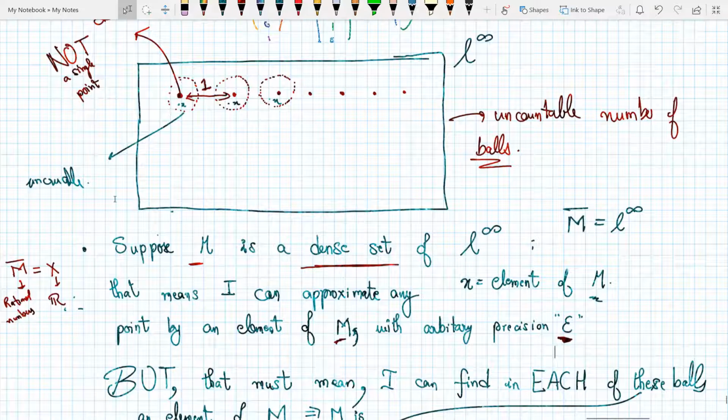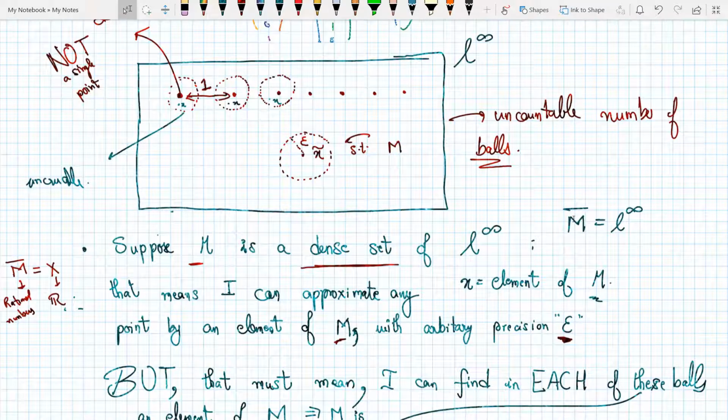and if I have an element in X, then I can approximate it with an element in M with an arbitrary degree of precision. So you give me L infinity, you give me an x tilde in, say, L infinity, and along with that you give me an epsilon. You say, okay, find me a number such that that number belongs to M and such that the distance of x minus m, suppose this is small m, is less than epsilon. So this is what we want, okay?